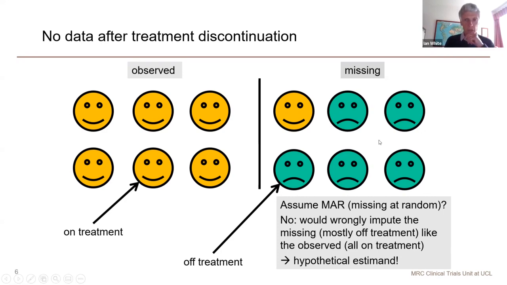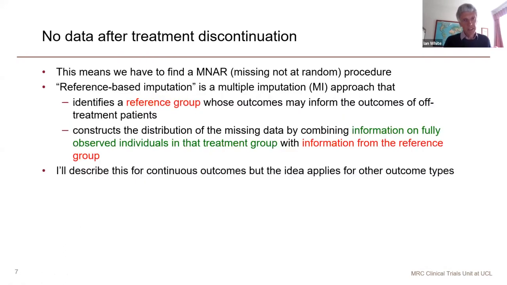In fact, that means that what we'd be doing is estimating a hypothetical estimand. We'll park that thought for now, but we'll come back to it when we talk about hypothetical estimands, because this suggests ways in which we would estimate them. But sticking with the treatment policy estimand for now, this means we've got to find a missing not at random procedure for doing this imputation.